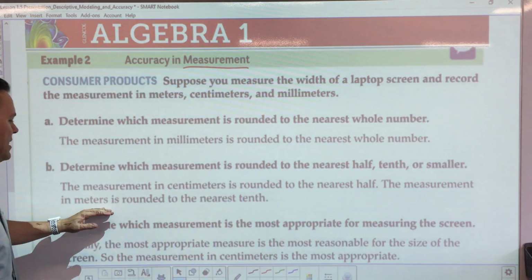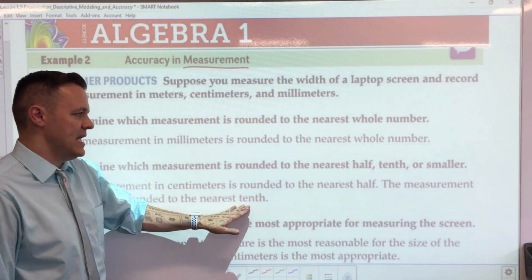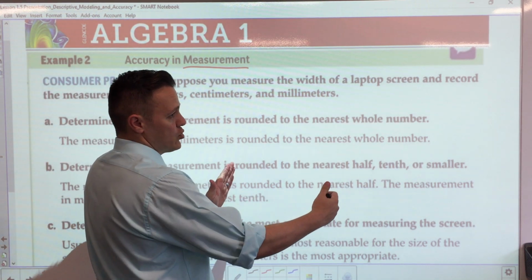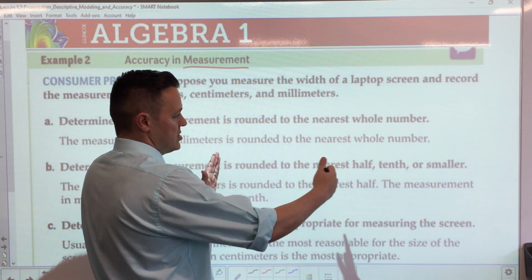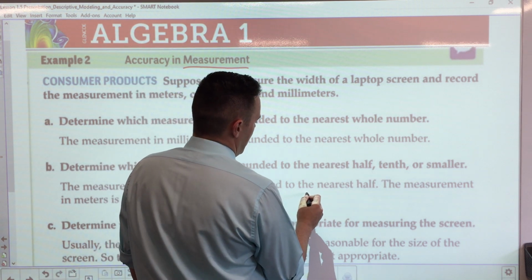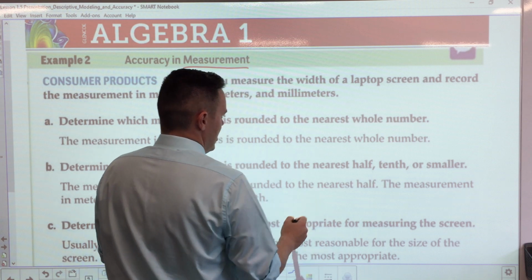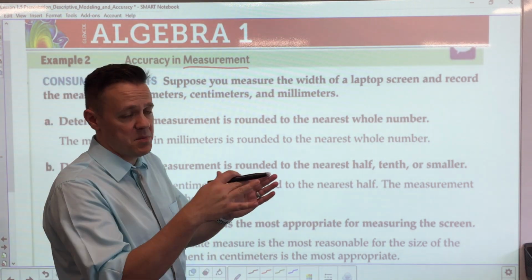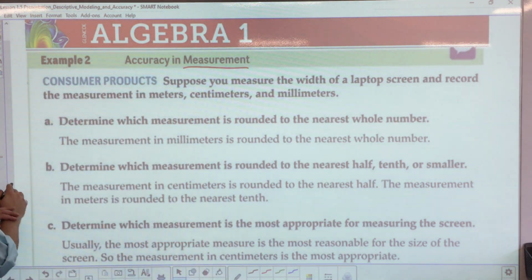The measurement in meters is rounded to the nearest tenth, which means that if your screen was all the way across and you're doing it in meters, you'd want to make sure that you go to the nearest tenth. So you would want to have a decimal point at the end of it.